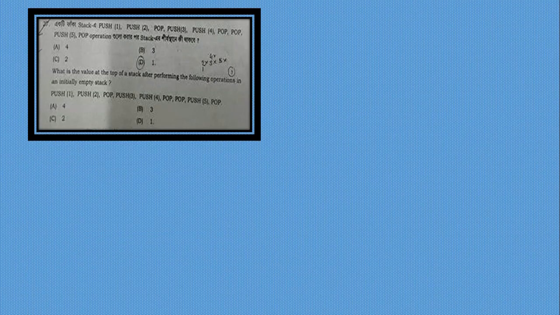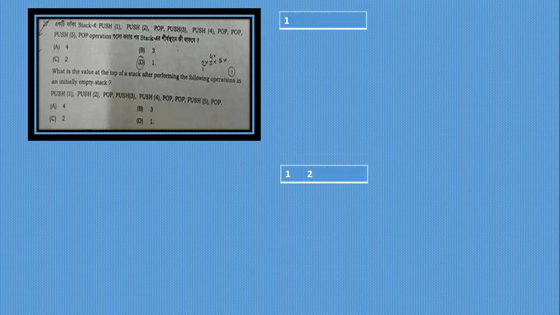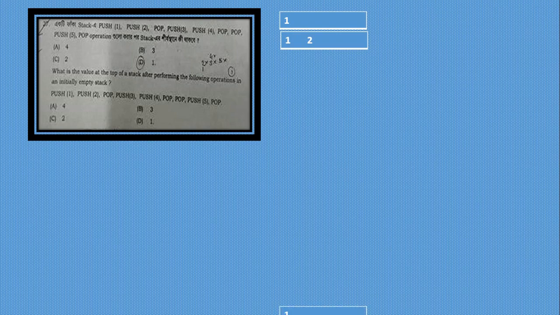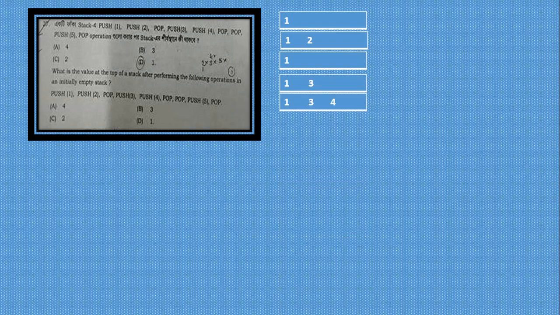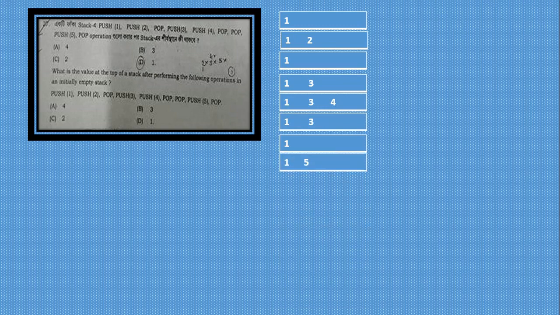What is the value of the top of a stack after performing the following operations in an initially empty stack? First push 1, then push 2, then pop, again push 3, push 4, pop, pop, push 5, again pop. So the right answer is option D.